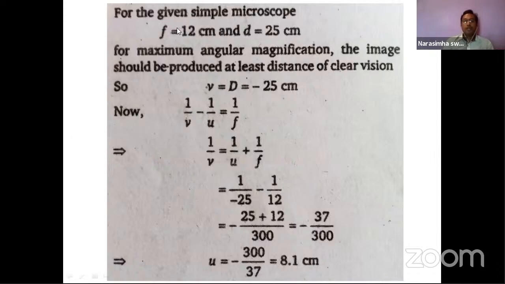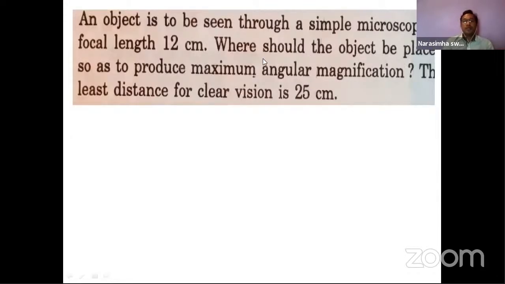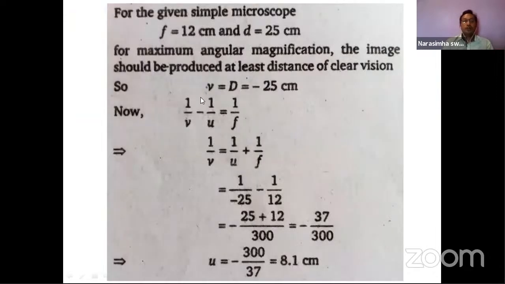So F we got, V we got, and we need to get the U value, the object distance. That's what he's asking. Where should the object be placed so as to produce maximum angular magnification? So we need the object distance, right? So 1 by V minus 1 by U is equal to 1 by F. This is a lens, so minus will come.